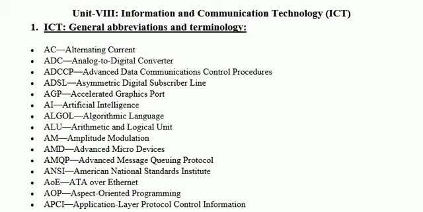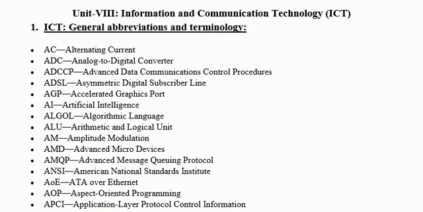So let's start first. AC. AC stands for alternating current. Basically, electric power supply is divided into two types, alternating current and direct current. So AC stands for alternating current and DC stands for direct current.